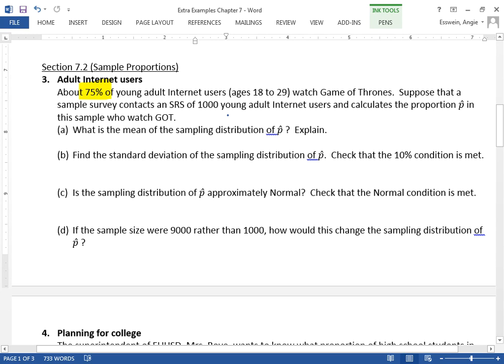So now we're going to see what happens if we take a sample survey. If we take more than just one sample, we actually create a sampling distribution. So we keep taking 1,000 adult internet users and asking if they watch Game of Thrones, and then we plot those p-hats. The mean of that, mu sub p-hat, is just going to also equal 75%, because the mean of the sampling distribution of p-hat is the same as the population proportion.